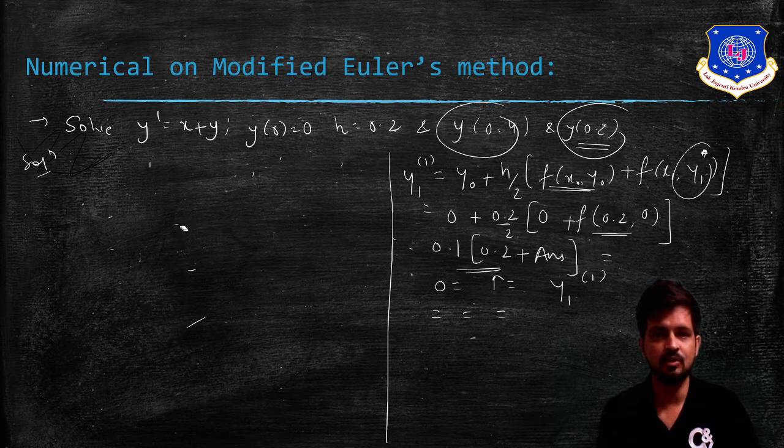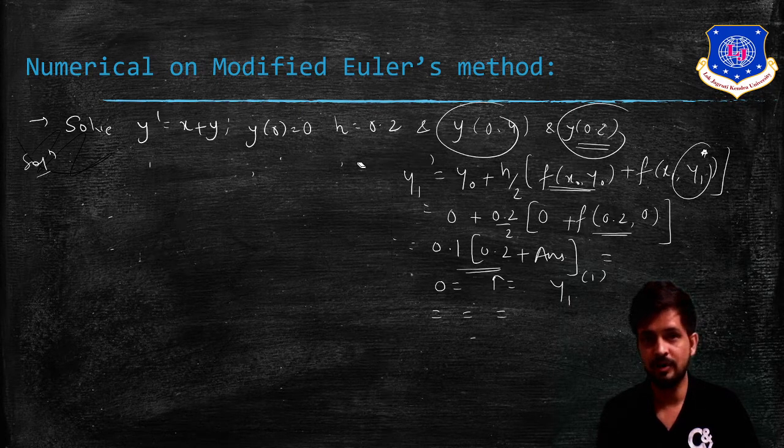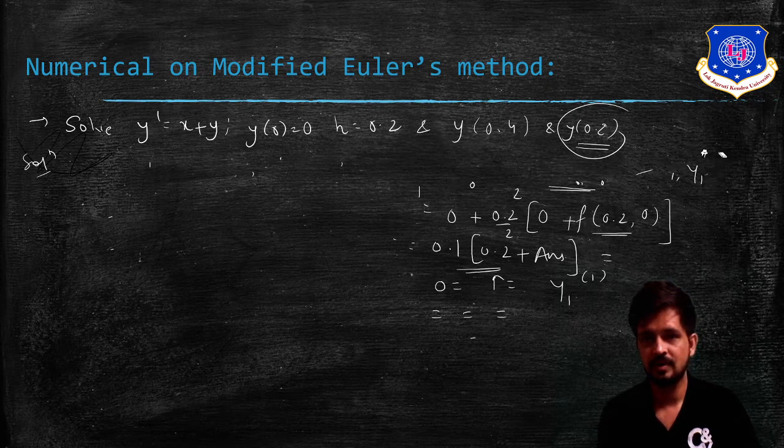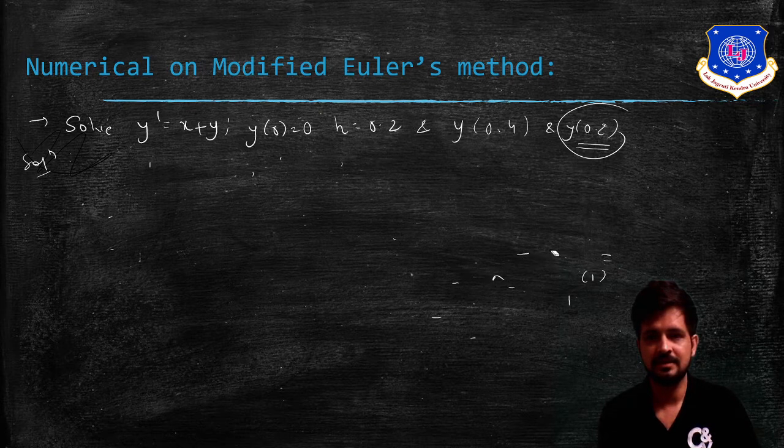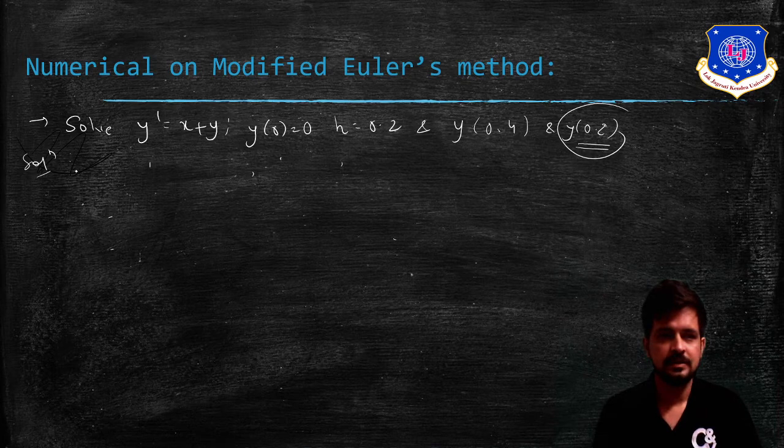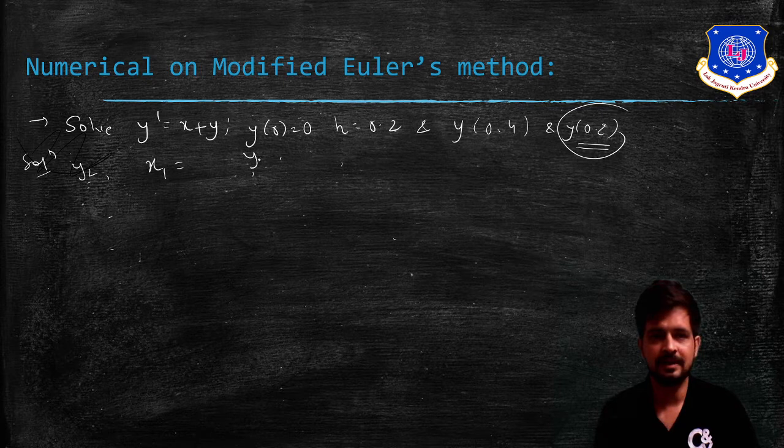y1 is our y of 0.2. So what is our y of 0.2? y of 0.2 is 0.0222. Now using this, we have to find the value of y2. How can we find the value of y2? Let us see that. Let me erase everything. To find y2, first of all we have to write the value of x1 and y1. x1 is 0.2 and y1 is 0.0222.